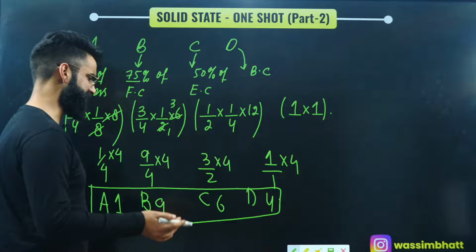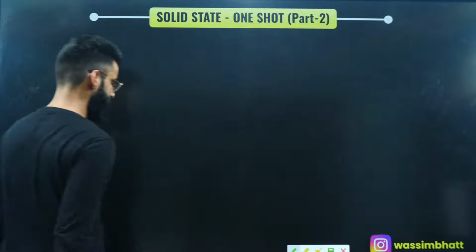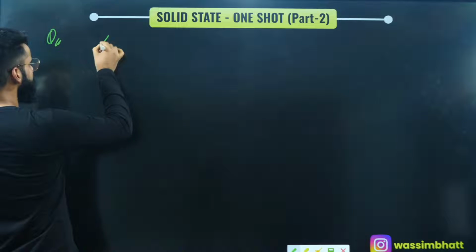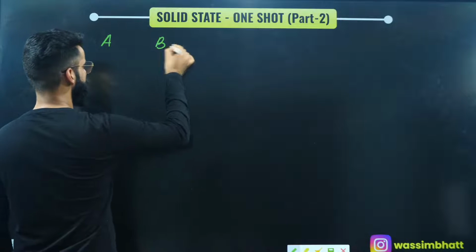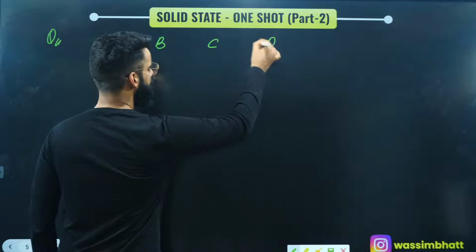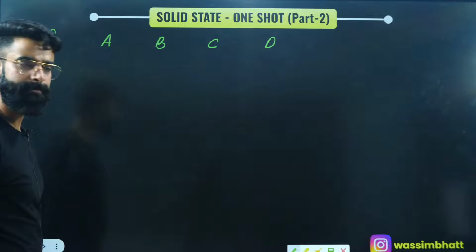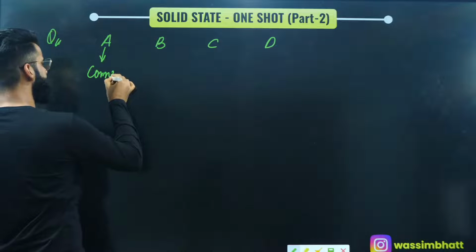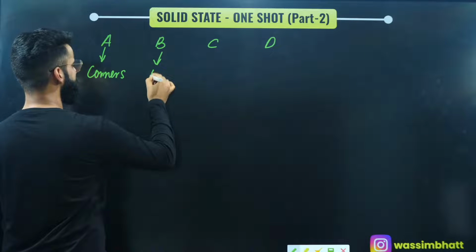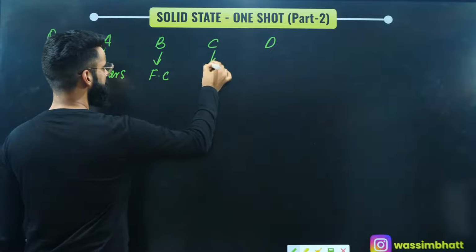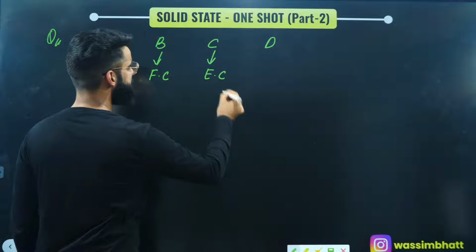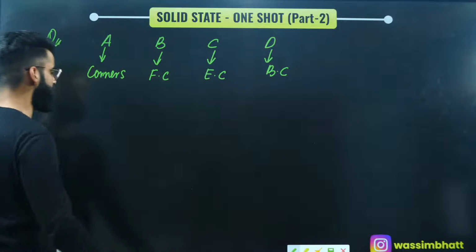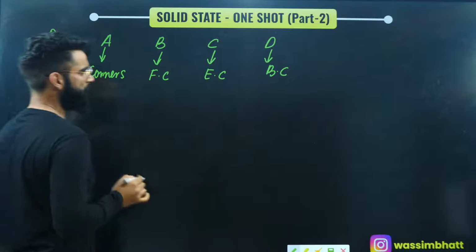Let me make one more similar type of question so that you understand it properly. Let's say I've got a question like this. I've got a solid in which you have 4 types of constituent particles, A, B, C and D. Let's assume A particles are present at the corners of the cube, B particles at the face centers, C particles at the edge centers, and D particles at the body center of the cube. The question says something like this.